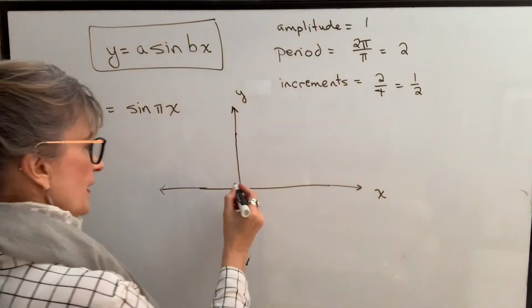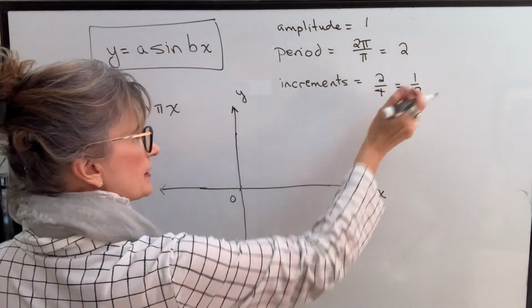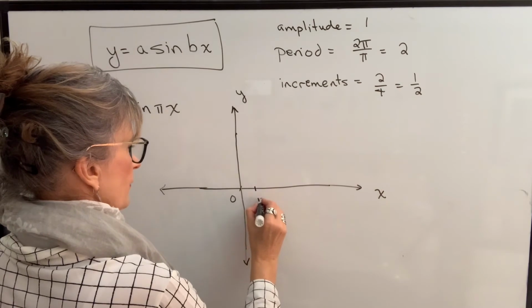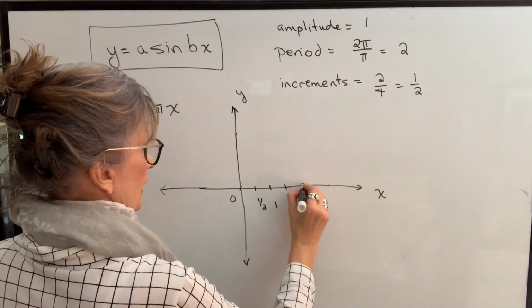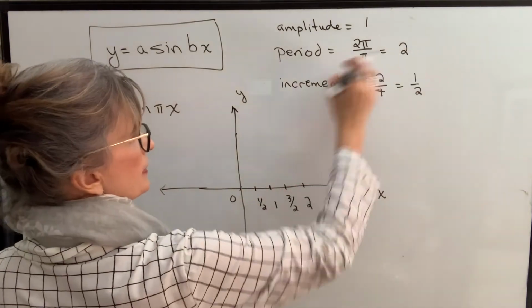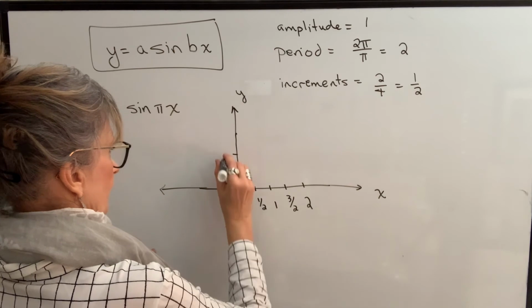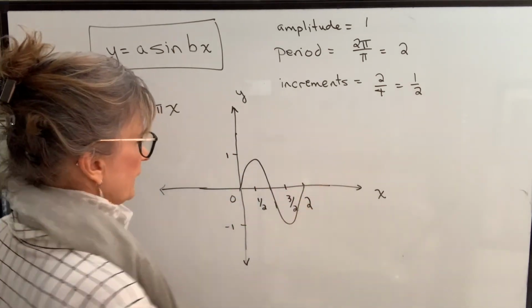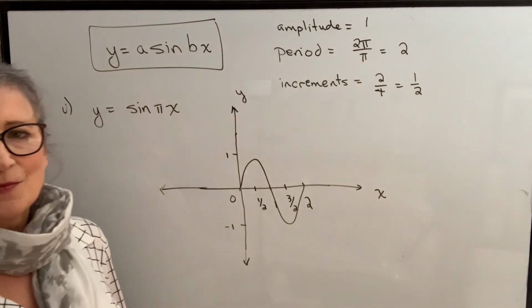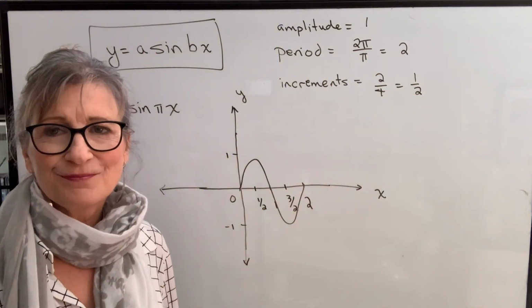So my x values starting at 0 will increase by increments of 1/2. So 1/2, 1, 3/2, and 2, because it takes 2 units to complete a complete cycle. So my graph is going to look like that. So you could see pi there or just regular numbers.